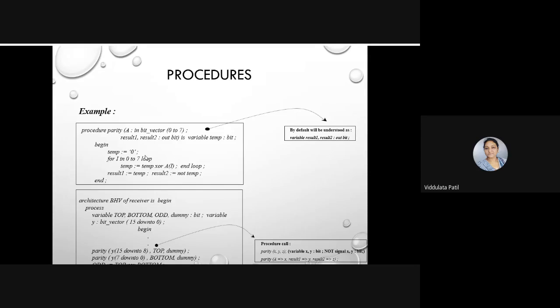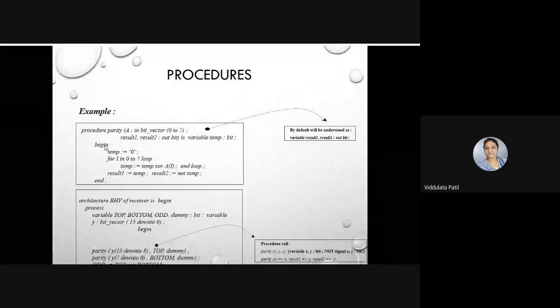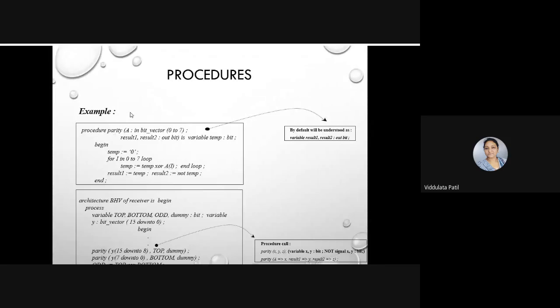Now for the second time this for loop will be evaluated, and now my a of I will have the value 1. So it will be XORed with the temp value, that is 0. So 0 XORed with 1 will be 1, and so the new value of temp will be equal to 1. I had only 2 bits, and there is only one 1, which means odd parity. So my result, temp, will be equal to 1.